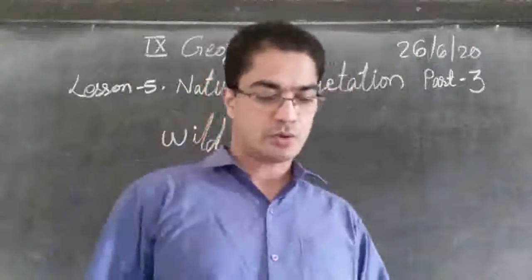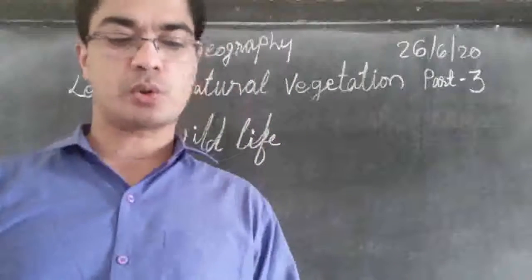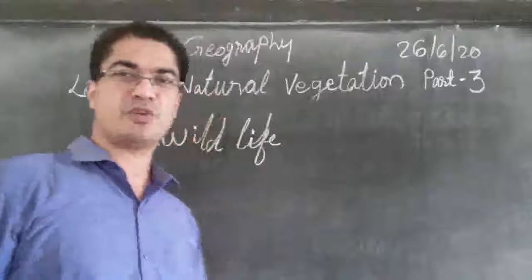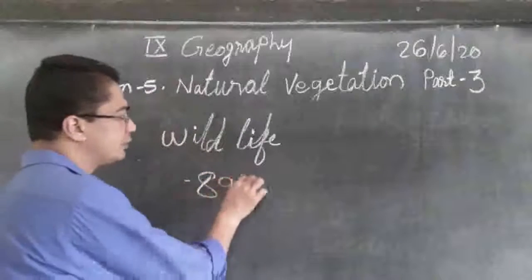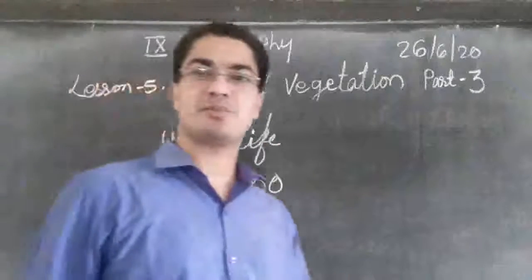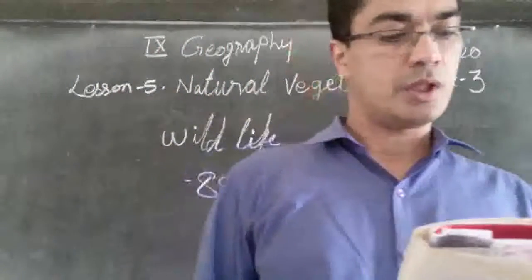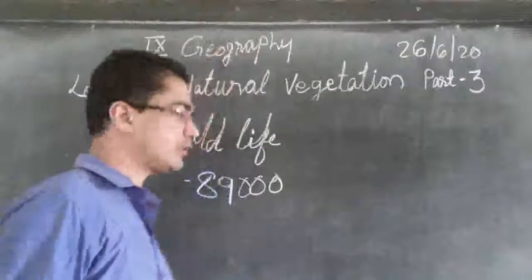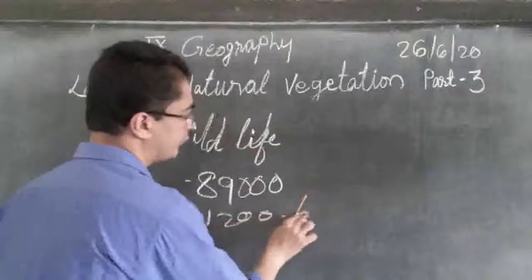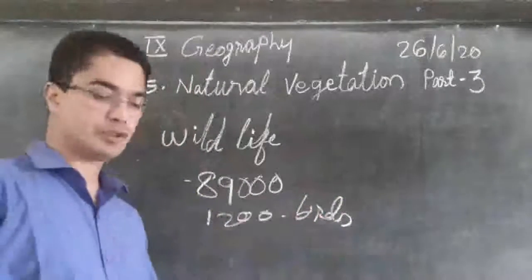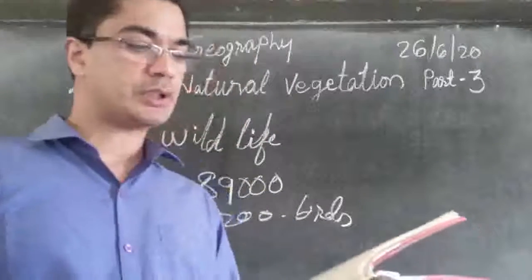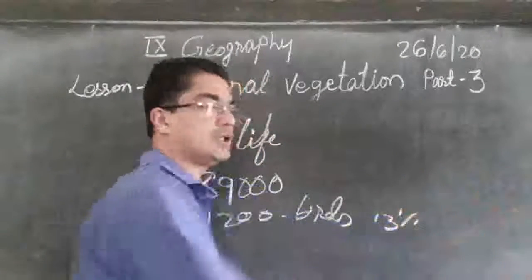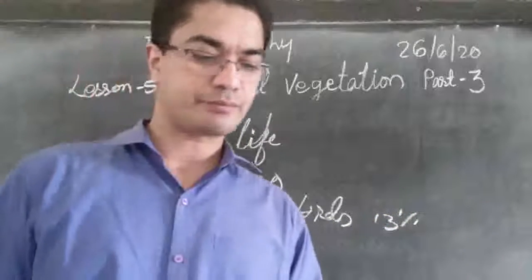Wildlife. So like flora, India is also rich in its fauna. It has more than 89,000 animal species. How much do we have? We said in the beginning, 89,000 species are there. Then the country has more than 1,200 species of birds. So how many birds? 1,200 birds. And they constitute 13% of the world's total. So 13% of the world's fauna is found in India.